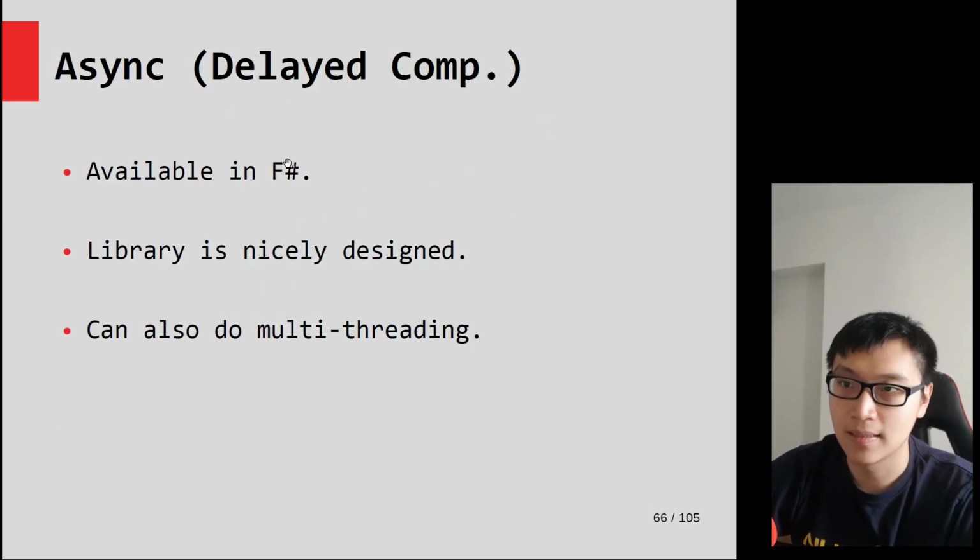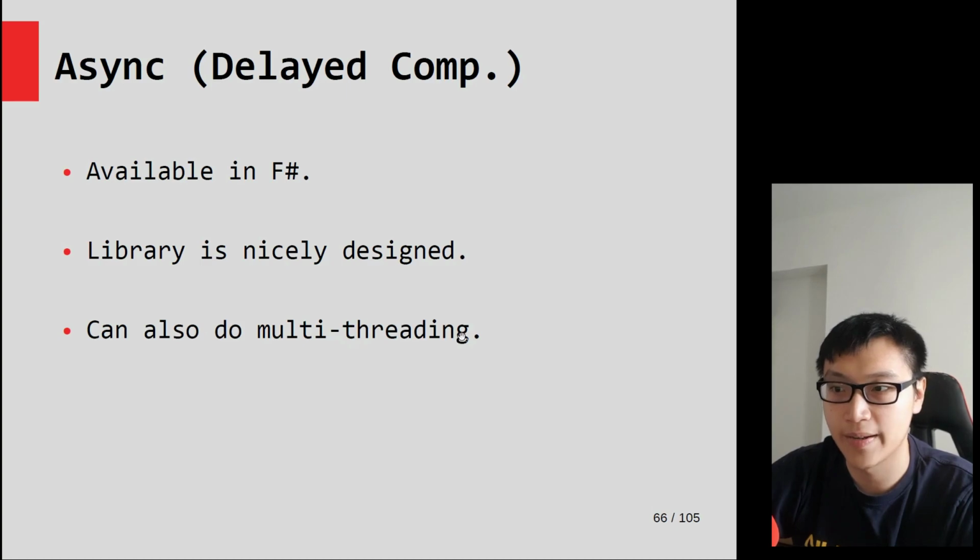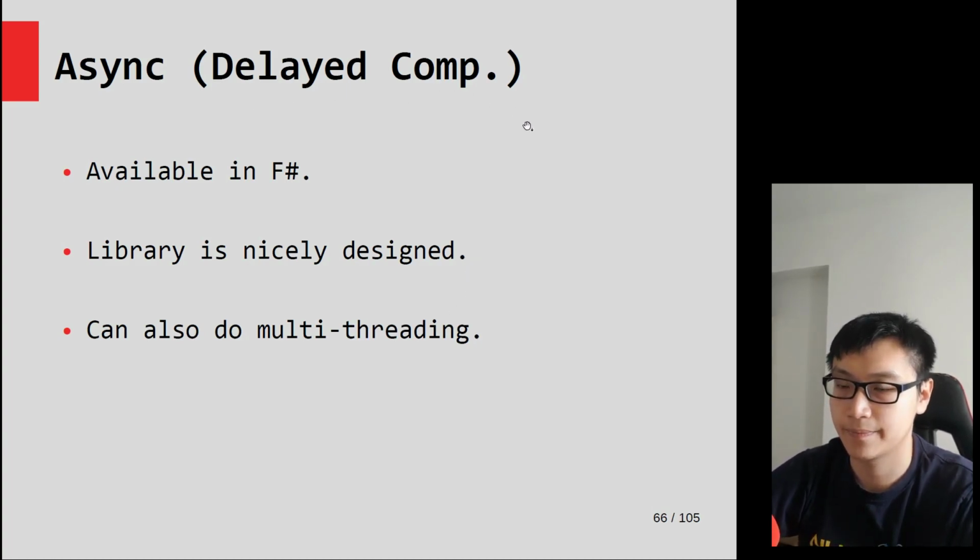Of course, this delayed computation is already available in F#. It is called Async. Async is a library that is nicely designed, and also it has more capabilities than delayed computation. It can also do multi-threading computation, multi-calculation. It is actually more than just delayed computation.